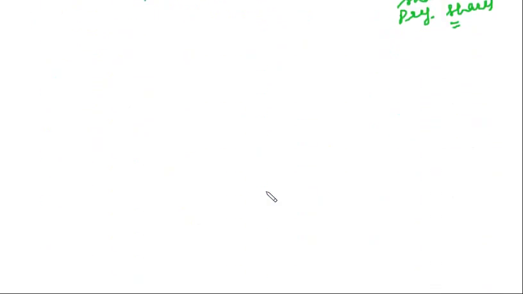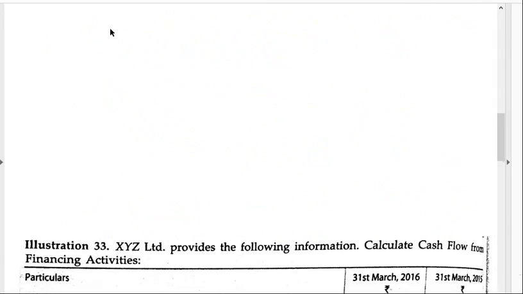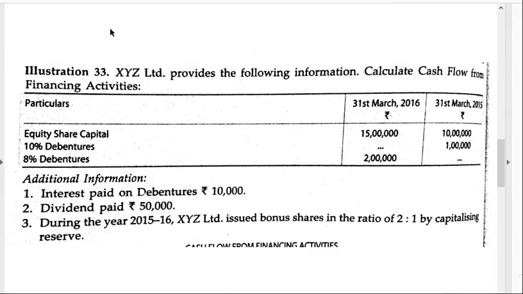So let's do more practical problems. See, XYZ Limited provides following information. Calculate cash flow from financing activities. Equity share capital, 10% debentures and 8% debentures. Now what is the meaning of 10% debentures and 8% debentures? 10% and 8% reflect the rate of interest that is to be paid to the public from whom we have taken the money. Clear?